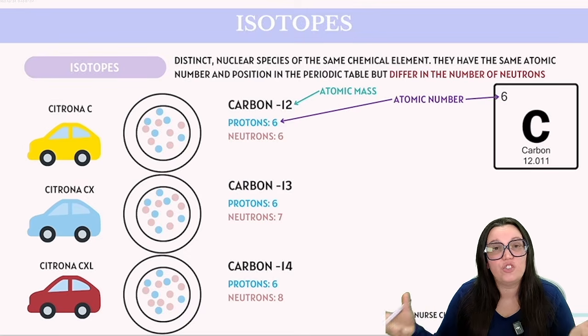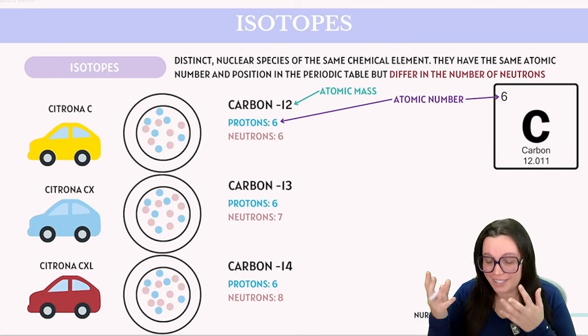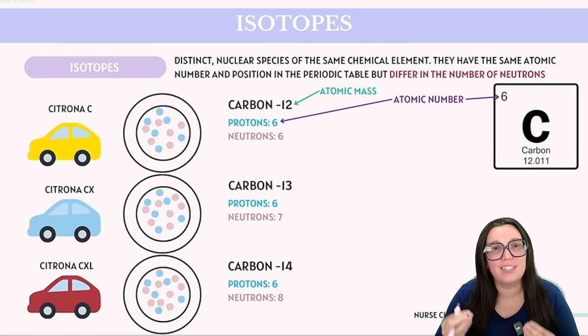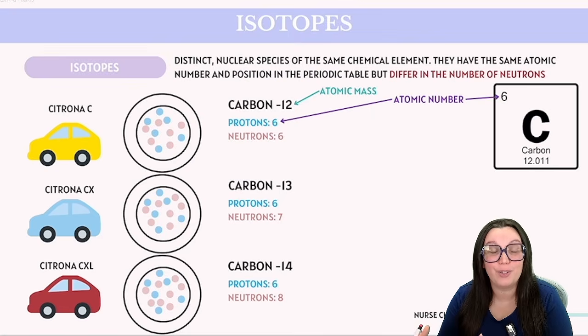These variations don't change the element's fundamental identity. Therefore, what we're dealing with here is various forms of carbon isotopes. Different forms of the element have the same number of protons, but they're going to have differing numbers of neutrons.